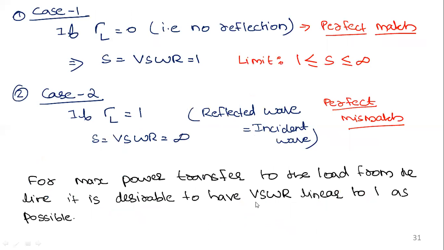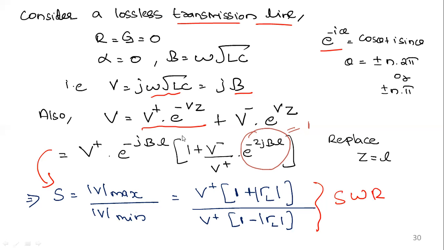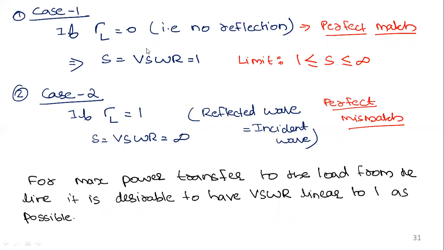So I told you this standing wave ratio is a measure of how well the transmission line is matched. We'll consider two cases. First case, gamma L is equal to 0, that is the reflection coefficient is equal to 0. You know that V minus divided by V plus is gamma L, as we have seen in the previous slide, the voltage reflection coefficient. If the voltage reflection coefficient is 0, there is no reflected wave, it is a perfectly matched line, and this makes the standing wave ratio equal to 1.